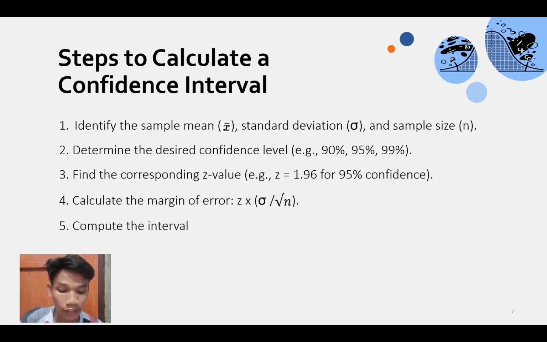Next is calculate margin of error. Gamitin ang Z value multiplied by sigma divided by the square root of N. Then lastly, compute confidence interval. Then gamitin ang formula X bar plus or minus the margin of error.